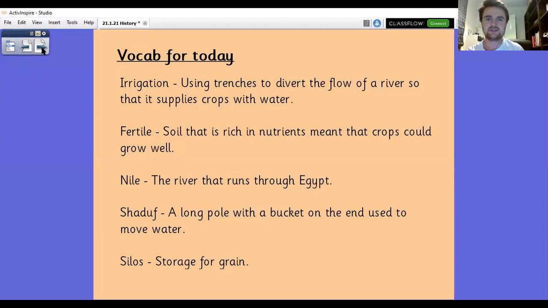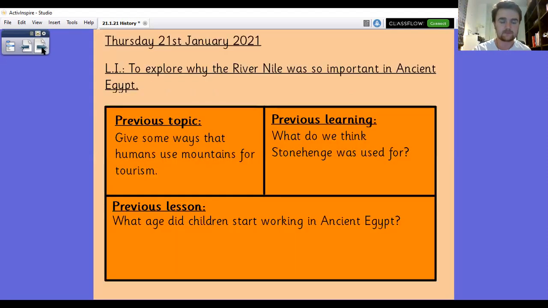So irrigation, which is using trenches to divert the flow of a river so that it supplies crops with water. Fertile is when soil is rich in nutrients, which means that crops can grow well. The River Nile is the river that runs through Egypt and other countries in Africa as well. A shadoof is a long pole with a bucket on the end used to move water, and an excellent word as well. And silos are big storage things that normally hold grain in them. They look huge today. I don't know if they would have looked quite so big back then.